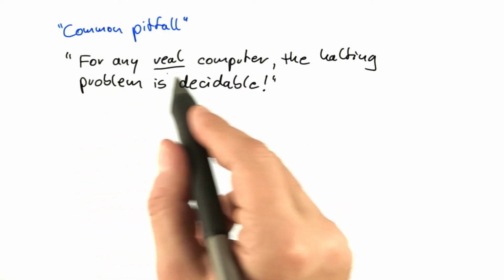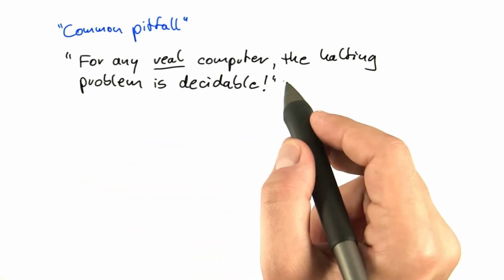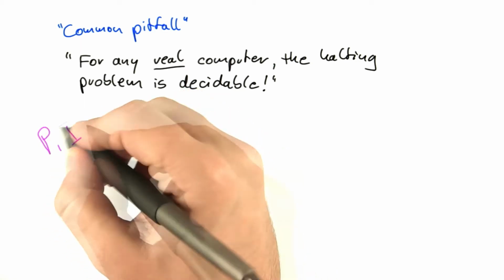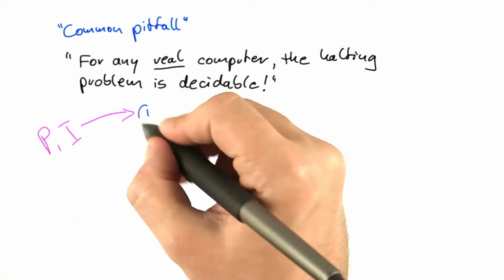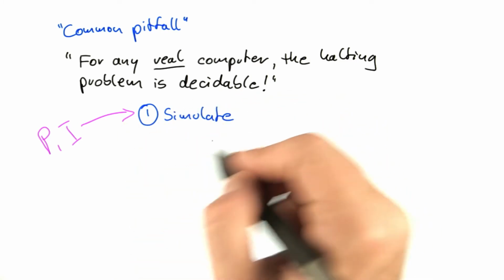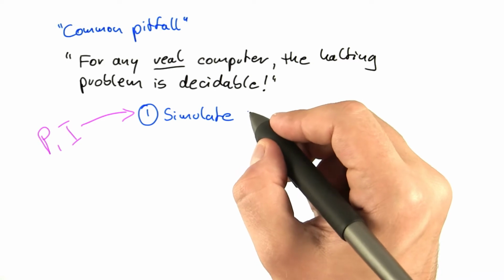So somebody might be saying for any real computer, the halting problem is decidable using the following argument. You're given a program and you're given an input and you put it into the following algorithm. You start out by simulating step 1 of the program. So again, you use a simulation here just as in previous units. So you simulate step 1.